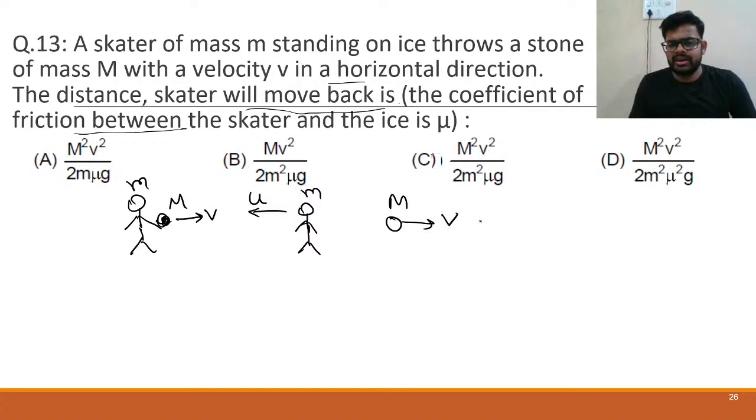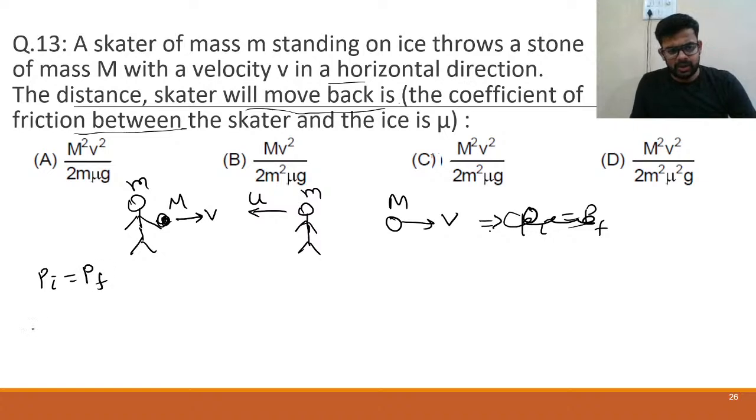Apply conservation of momentum. So what will you write? Initial momentum of the system was 0. P initial is equal to P final, right? Initial momentum will be equal to final momentum. Initial momentum is 0. Final momentum is minus small m u. Sorry, the mass of the man is small m.